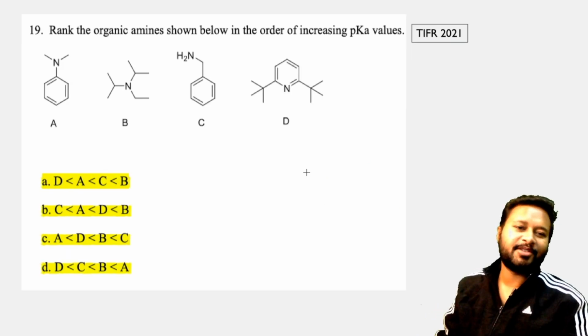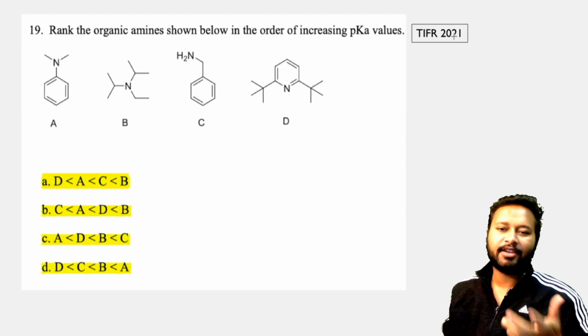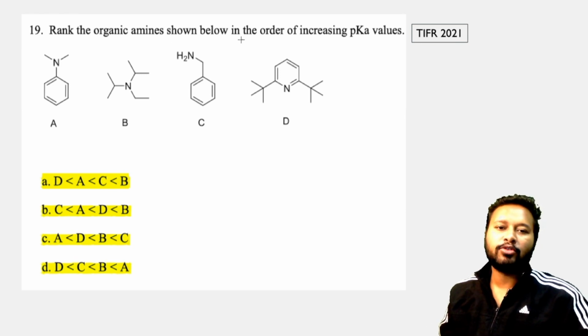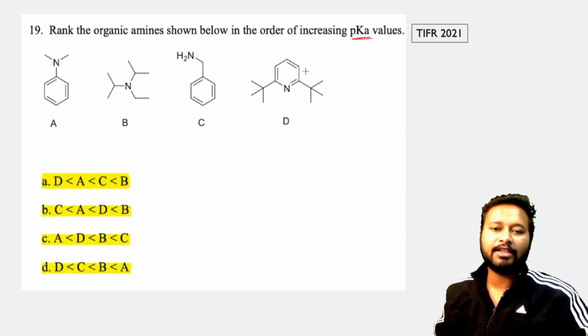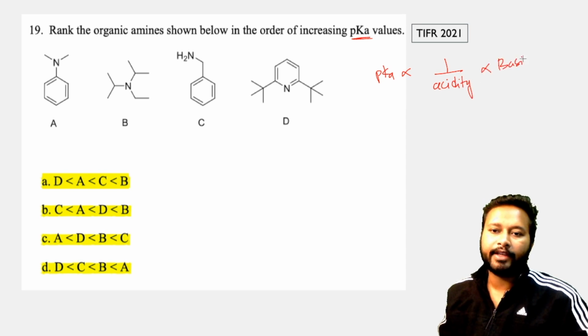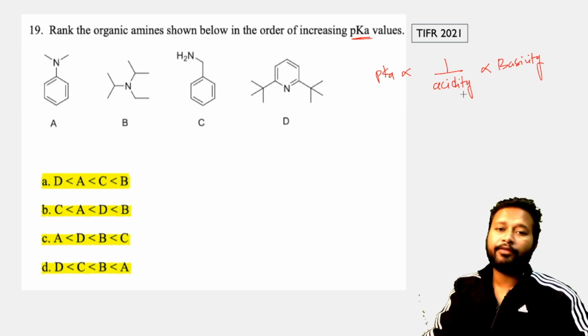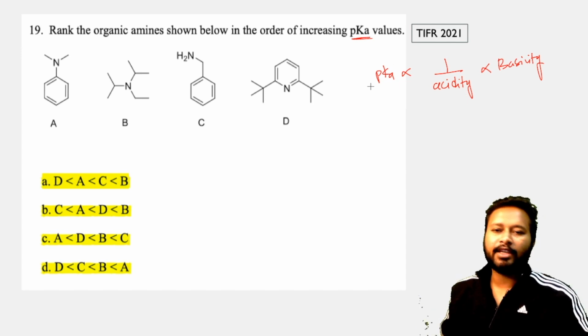Alright, let's talk about this question over here. It was asked in TIFR 2021, and the question says: rank the organic amines shown below in the order of their increasing pKa values. Now understand what pKa means. pKa is inversely proportional to your acidity order, and you can say it's directly proportional to its basicity order. So if you know the basicity order of any organic molecule, you can simply write down the pKa order as the same. pKa and basicity orders follow the same trend.